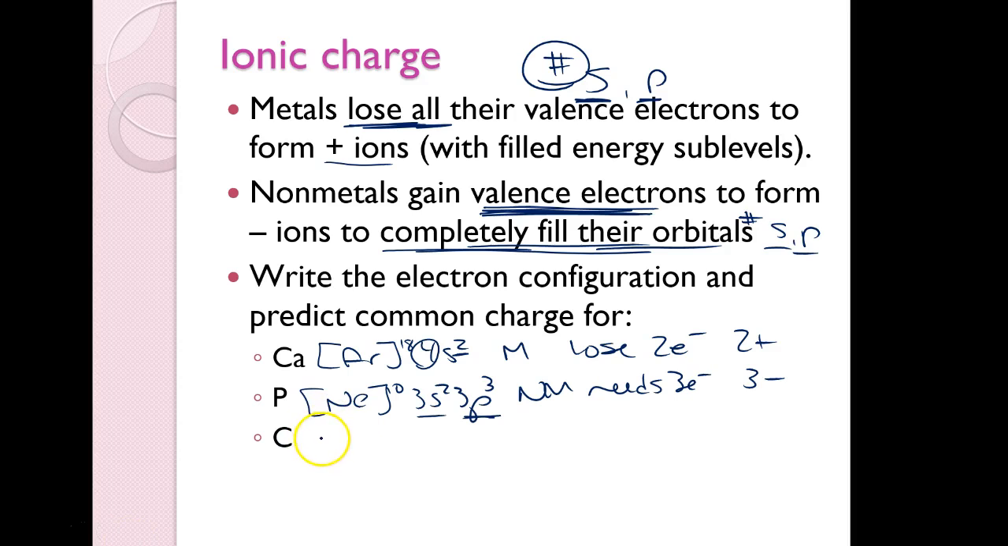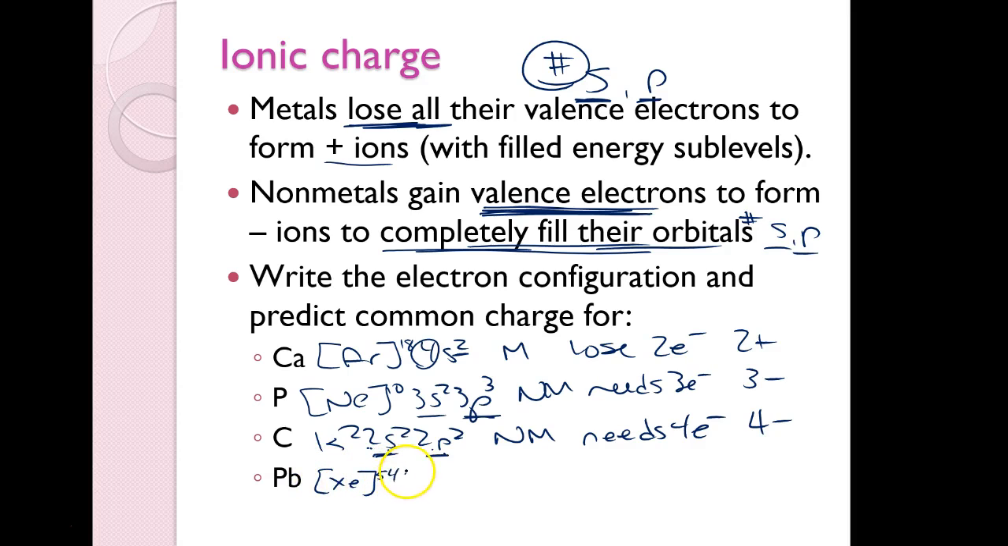Now carbon's a little tricky. Carbon is 1s2, 2s2, 2p2. Technically it's a nonmetal. And therefore it needs to fill up its S and its P with the highest coefficient. S is filled, P needs 4 more electrons, so -4 charge. But if you look at lead, which is in the same family, lead is xenon, 54, 6s2, 4f14, 5d10, 6p2. Again, S and P's, but it's a metal. It's going to lose them. Here's its S, and here's its P's. It's going to lose 4 electrons, +4.